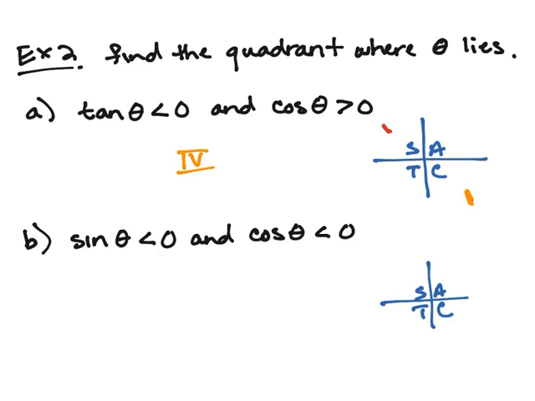Okay, part B, sine is less than 0, so sine is negative. Where is sine negative? Quadrant 3 and 4, where only tangent and cosine are positive. Our second piece of information is cosine is less than 0, so cosine's negative. What quadrant must I be in? I'm in 3.